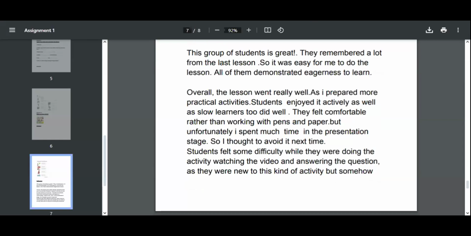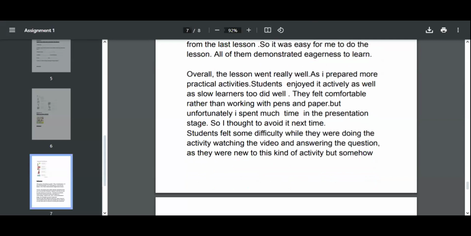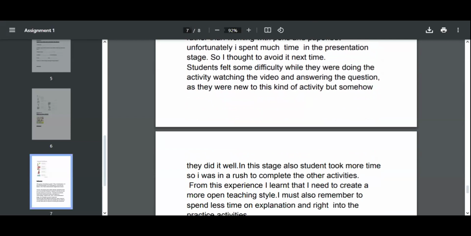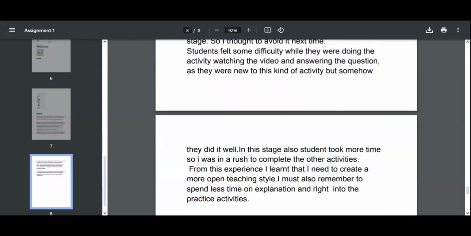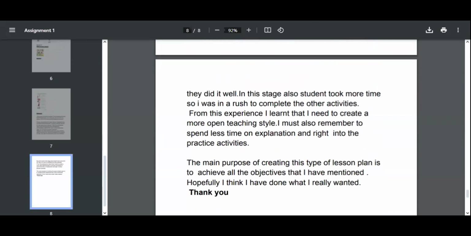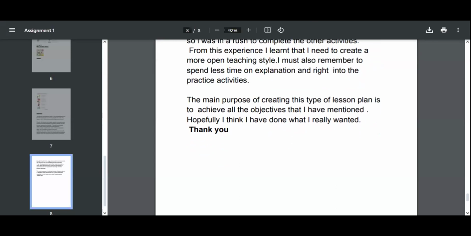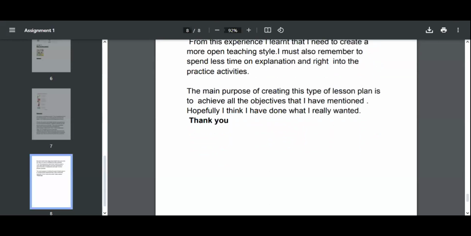They felt comfortable rather than working with pens and paper. But unfortunately, I spent much time in the presentation stage, so I thought to avoid it next time. Students felt some difficulty while doing the activity of watching the video and answering the questions, as they were new to this kind of activity, but somehow they did well. In this stage also students took more time, so I was in a rush to complete the other activities. From this experience, I learned that I need to create a more open teaching style. I must also remember to spend less time on explanation and go right into the practice activity. The main purpose of creating this type of lesson plan is to achieve all the objectives I have mentioned. Hopefully, I think I have done what I really wanted.